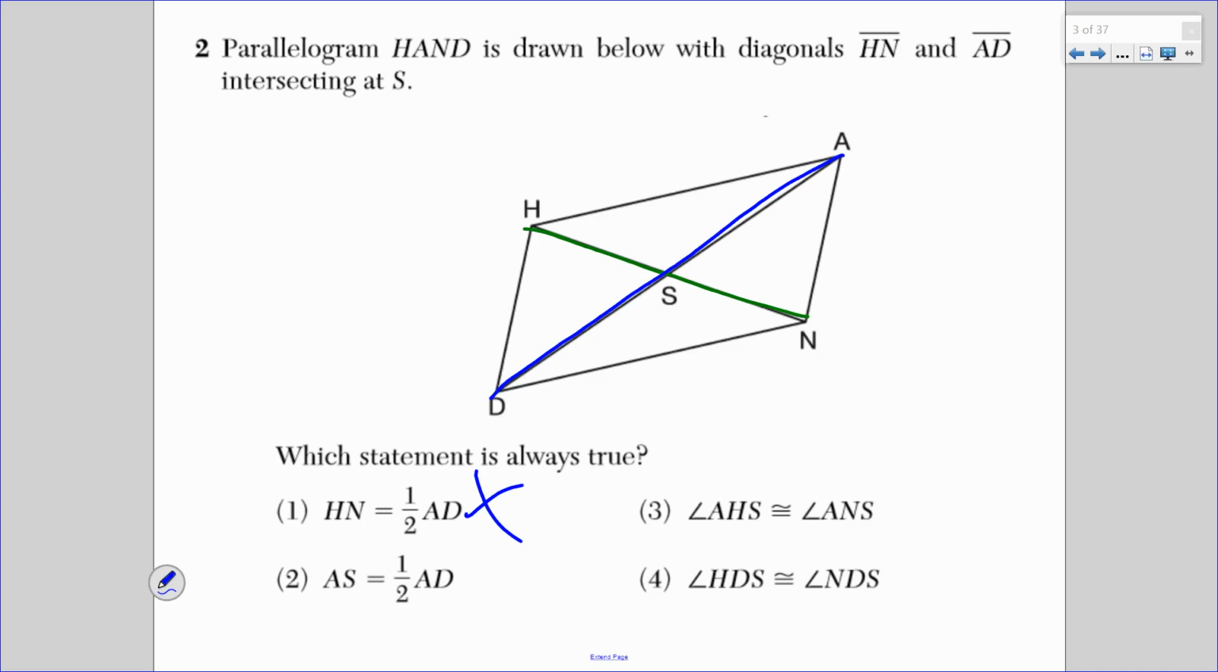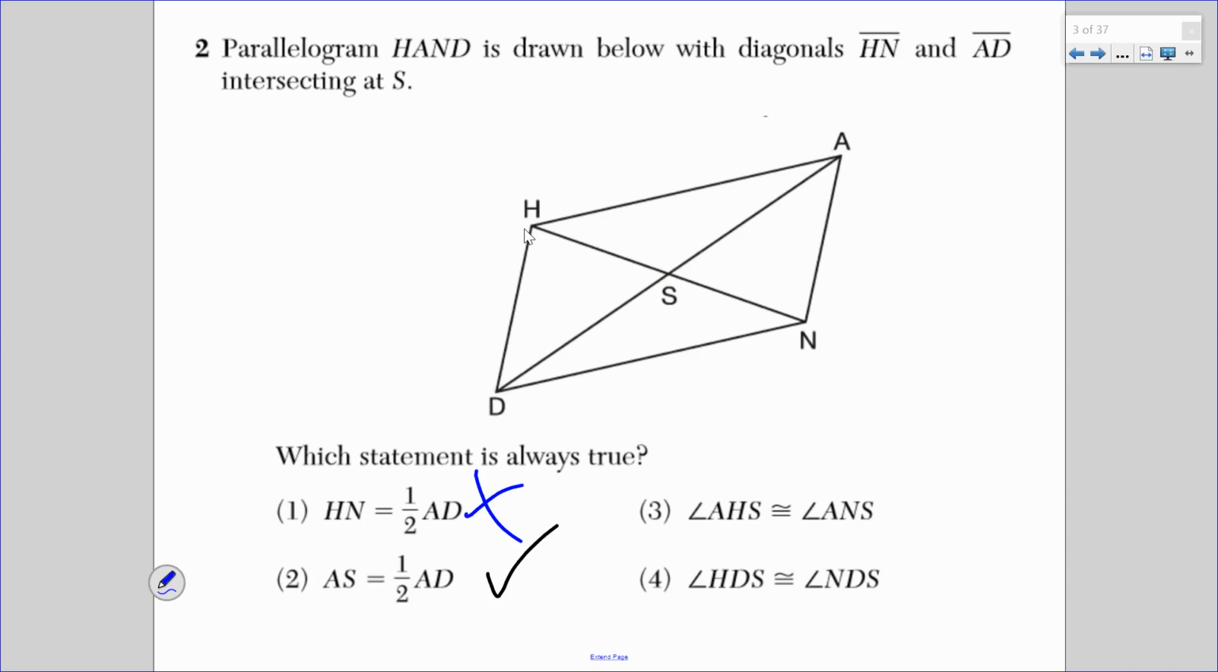I don't know that property. I know that the diagonals bisect each other, but that's about it. They're not congruent in a parallelogram. So we got AS is half of AD. Yes, since the diagonals bisect each other, AS will be half of AD. I'm going to go through the rest of the choices and check those out.